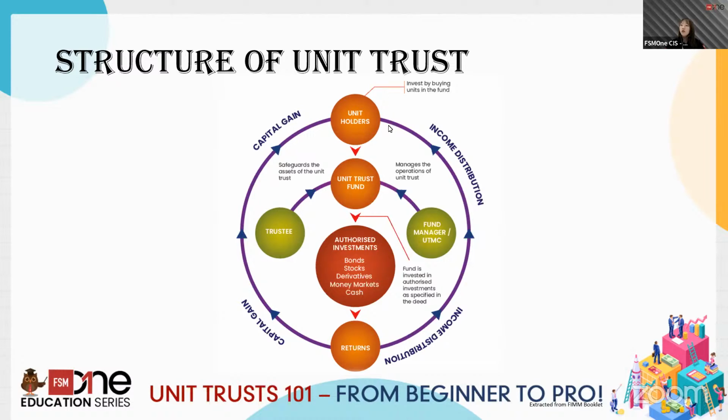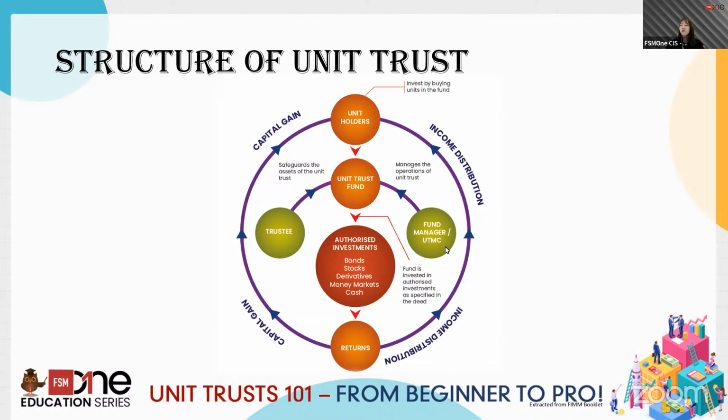Let us focus first on the role of the unit holder. A unit holder will invest by buying units in the unit trust fund. Unit holders are the investors. They are also the beneficial owners of the unit trust. The unit holder holds the rights to the trust assets, and whenever there is a capital gain or earning, there is a return from the unit trust. They are the ones who decide to invest or stop investing in the unit trust.